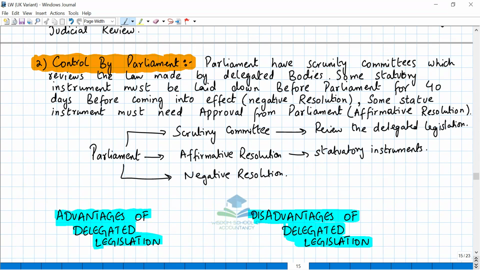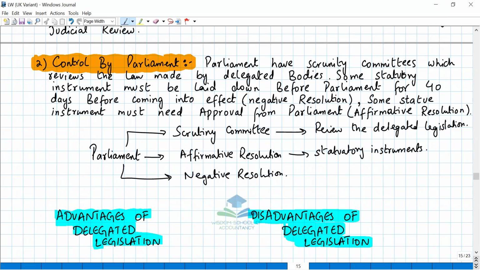Some statutory instruments must be laid down before parliament for 40 days before coming into effect. Statutory instrument basically means the law created by the ministers. So some laws that are created by the ministers, you must lay down before parliament for 40 days before coming into effect. This is known as negative resolution.